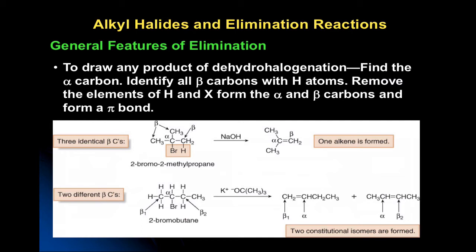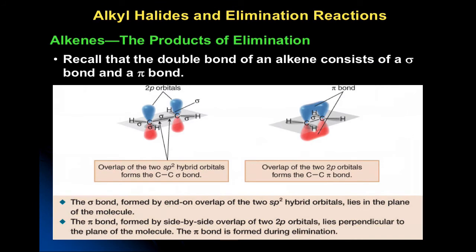If you use a huge bulky base like potassium tert-butoxide, you will get a little bit more of the less hindered alkene. But if you use a base that is not quite so hindered, you actually get the more substituted alkene. Okay, and we'll talk about why that is. Even with potassium tert-butoxide, if the conditions are right, you'll actually get the more substituted alkene. Okay, and so we need to talk a little bit about that.